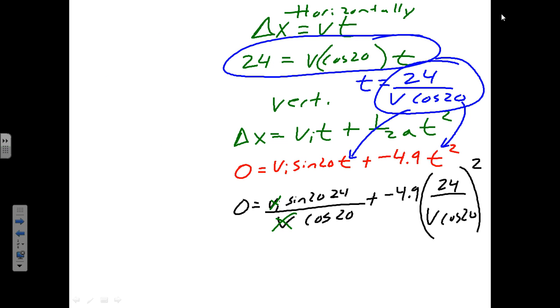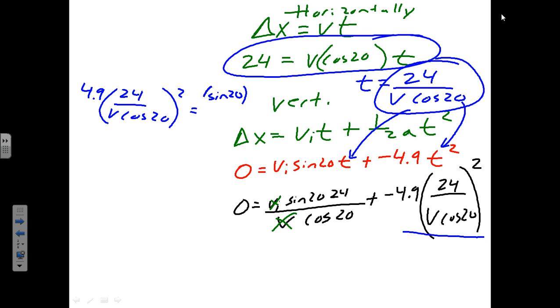So again, I'm going to take this term and add it to the other side so it's not negative. So I'm going to have 4.9 times 24 over v cosine 20, all that squared. And that's going to equal sine 20 times 24 all over cosine of 20.